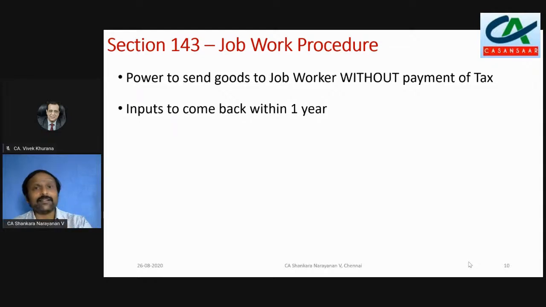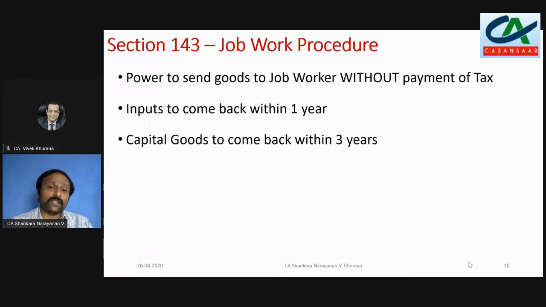Then whatever I send should come back within 1 year. The goods which I am sending to the job worker as inputs shall have to come back within 1 year after processing or without processing. Doesn't matter. It has to come back within 1 year.